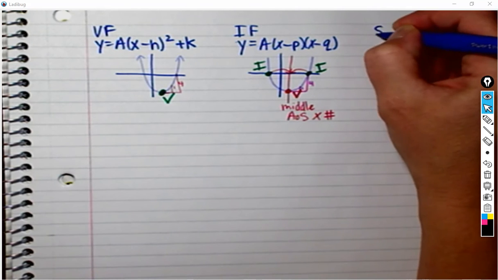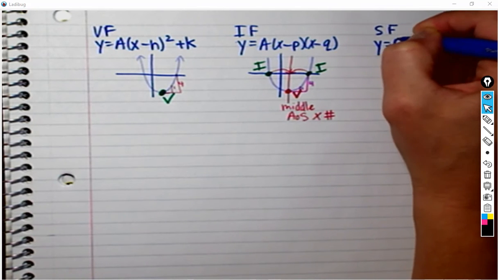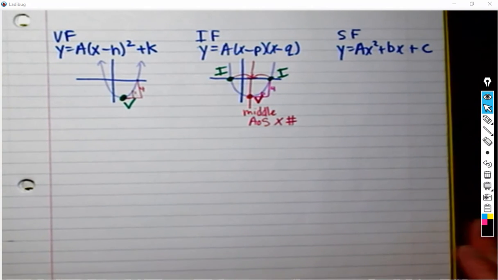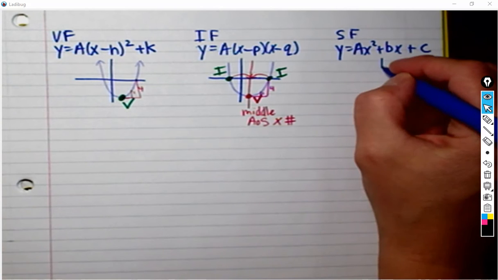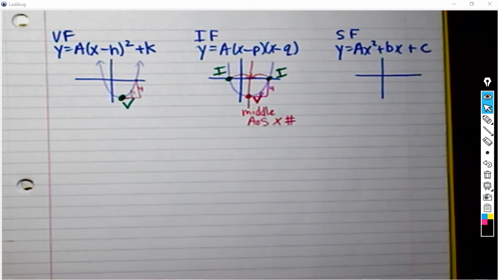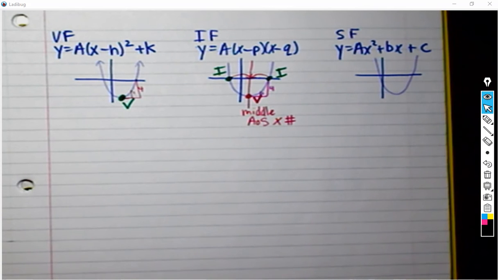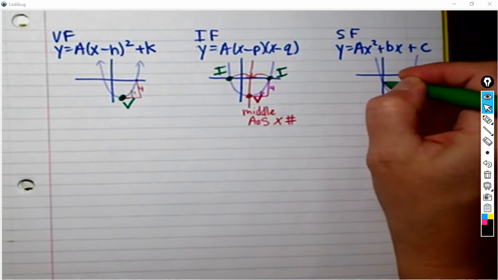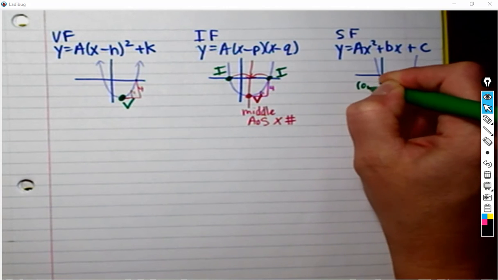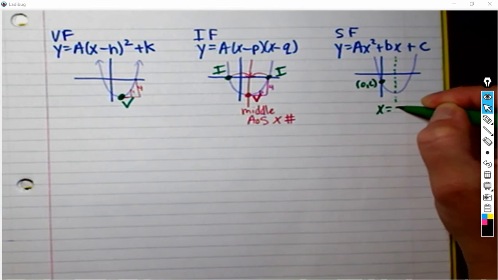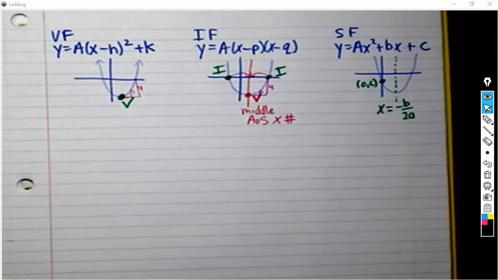Okay, the last form that we have is standard form, ax squared plus bx plus c. Okay. And this one is my least favorite to graph because it seems to take a lot of effort. So if I have a parabola, the first thing I do in standard form is I find the y-intercept, and you use this formula for the axis of symmetry. All right, then you have to find the vertex. Then you have to count more points.